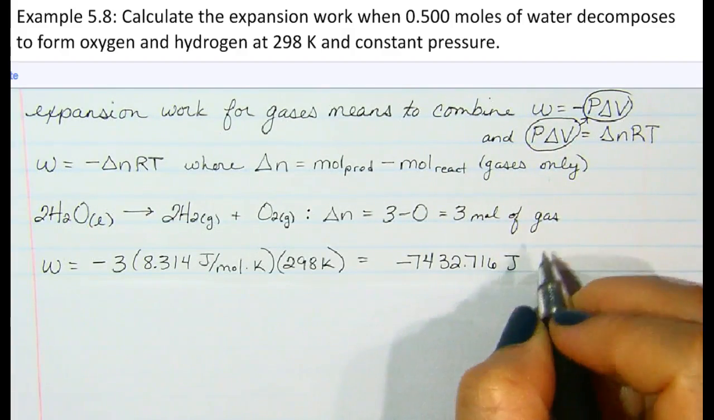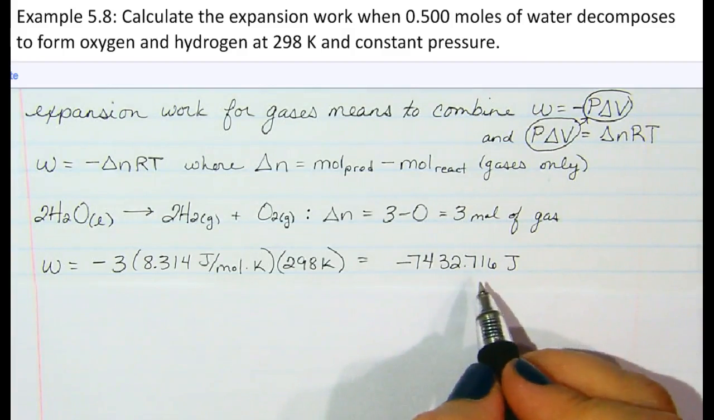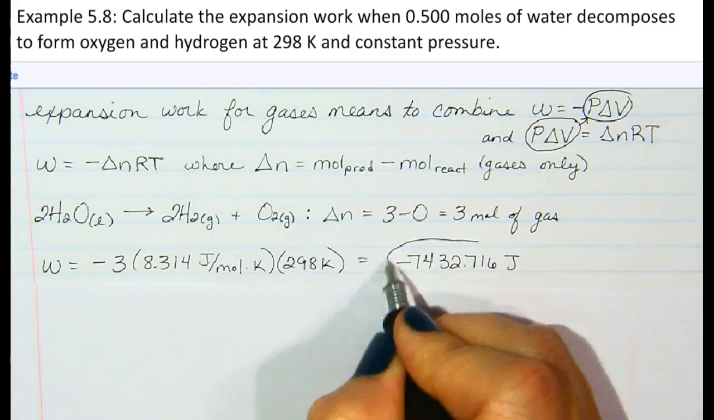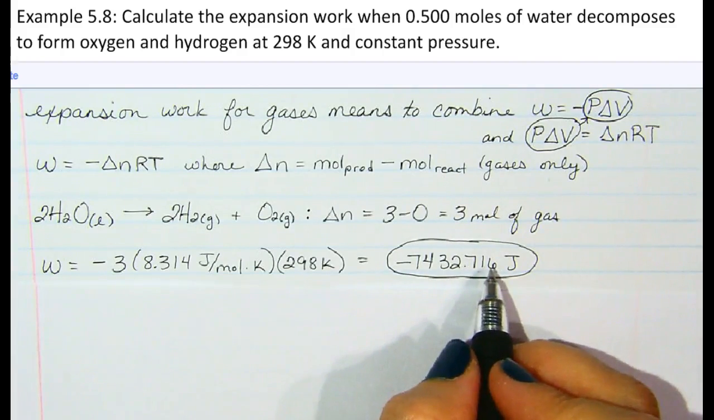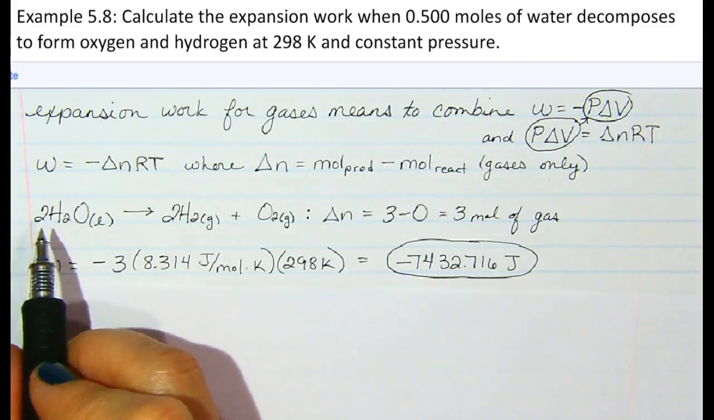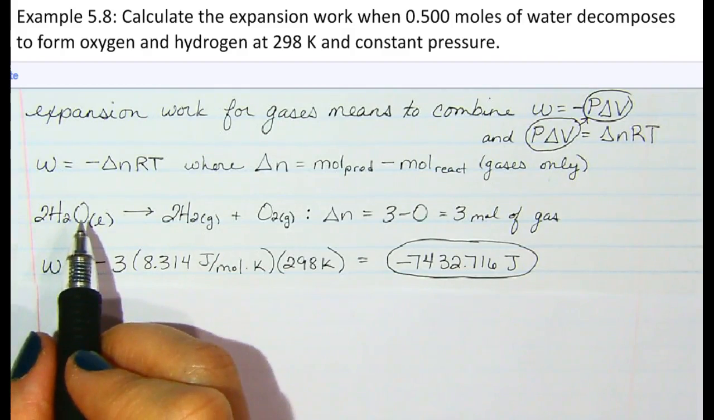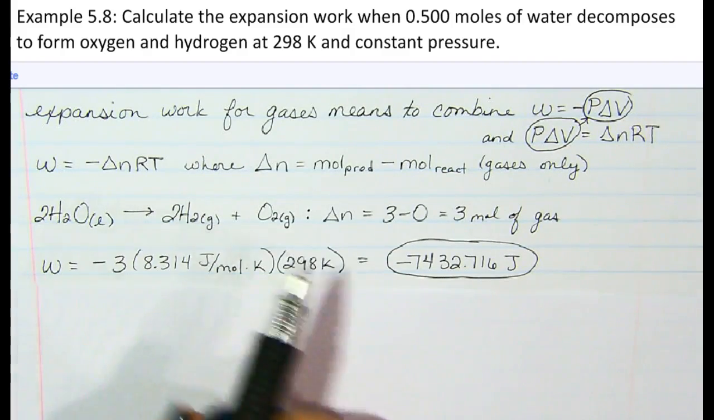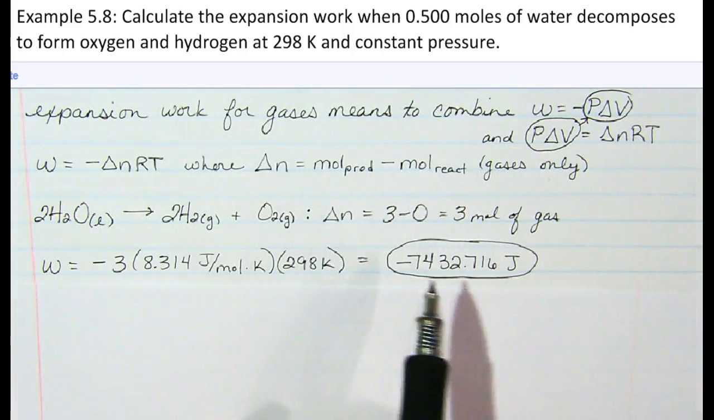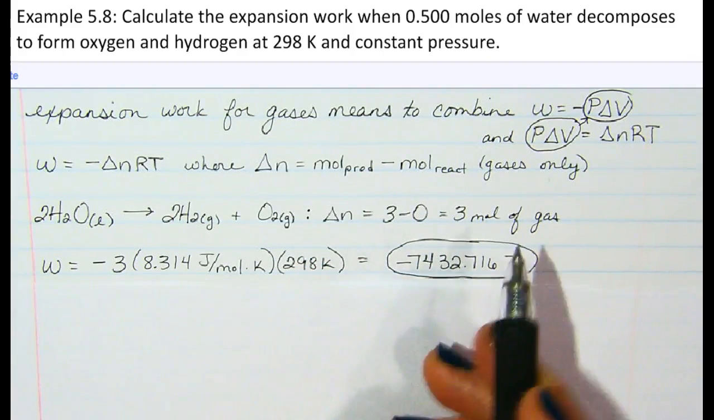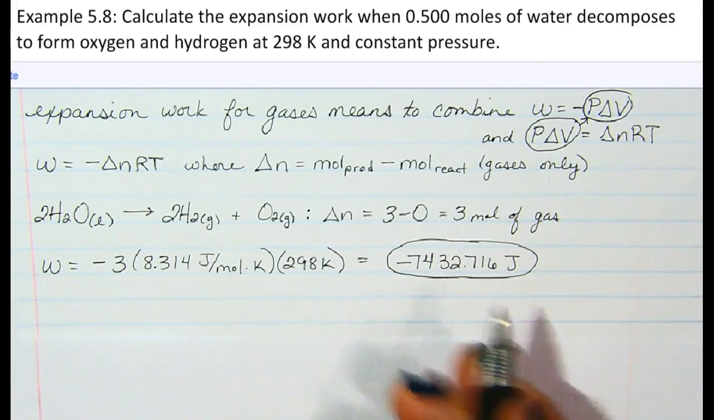7,432.716 joules of work. This is not our final answer, but it is an important answer, so I will circle it. However, this is the joules of work that occurs when 2 moles of water is decomposed. And the question is asking about 0.5 moles of water. So I still need to go ahead and stoichiometrically figure this out for 0.5 moles of water.